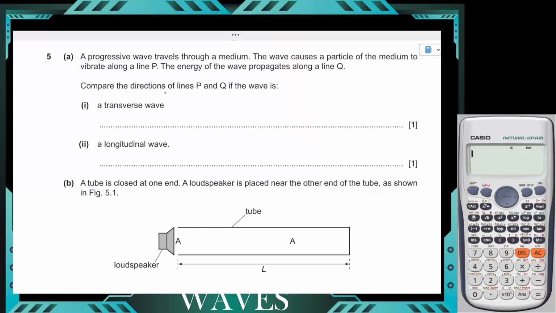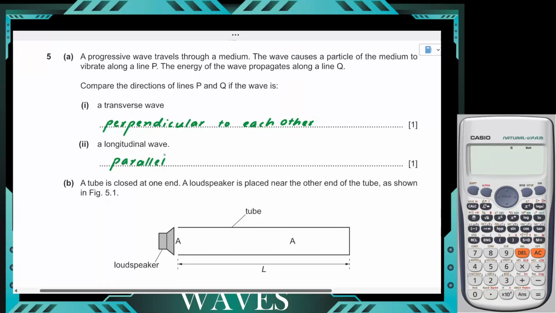So transverse is defined as when the direction of the energy transfer and the direction of the vibrating particle are perpendicular. So in this case, the direction of line P and the direction of line Q are perpendicular to each other. The keyword is perpendicular. Even if you only write the word perpendicular, you'll get marked for this one. Likewise, for a longitudinal wave, they have to be parallel. So the direction of the energy transfer and the direction of oscillation of particles are in the same line for a longitudinal wave, for example a sound wave, and for a transverse wave, for example a water wave.